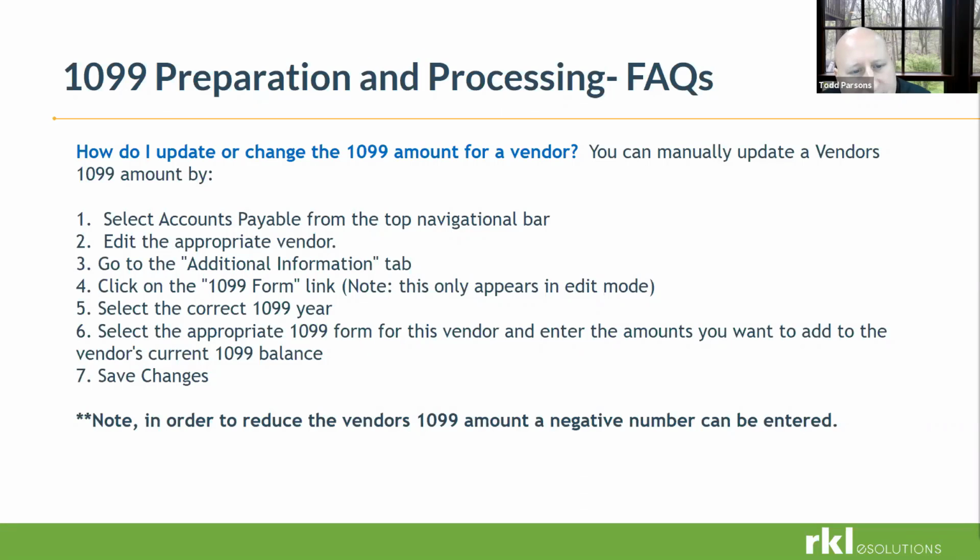Select the appropriate 1099 form for this vendor and enter the amounts you want to add to the vendor's current balance and save the change. If for some reason you need to reduce the amount that's showing up on the report, you can enter a negative number in there to get that reconciled to where it needs to be.